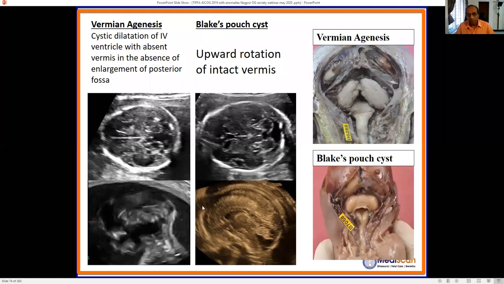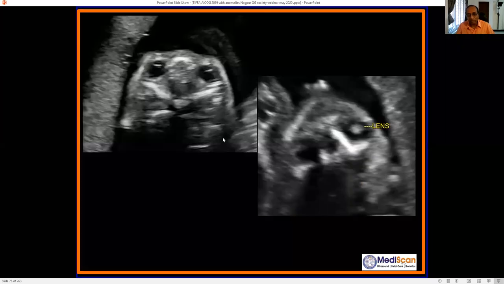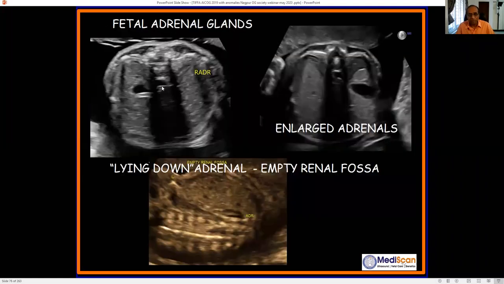So just to tell you that the lens of the eye is important. Both lenses of the eye must be seen. You will actually see the eyeball moving there. And here you can see a lens which has a cataract. As you can see, a very white area which is cataract, because that points towards infection. Then the fetal adrenal glands can also be seen. You can see the right adrenal gland. Here you can see enlarged adrenal glands. And the lying down adrenal gland in an empty renal fossa.